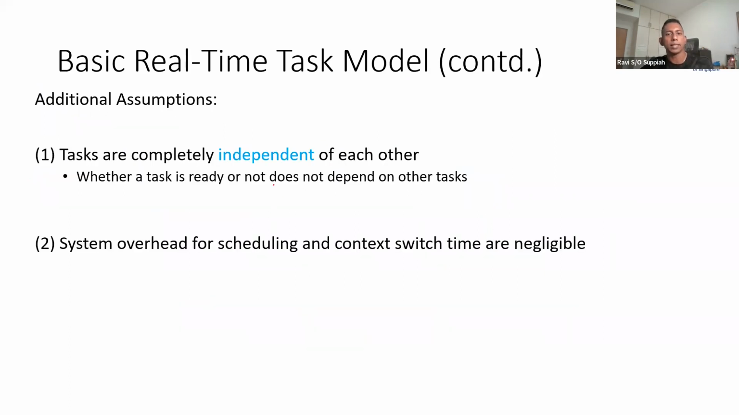Of course, there are some other additional assumptions. Tasks are completely independent of each other, so we do not consider the case where one task depends on another task. And we do not factor in any other additional overhead. Whenever a task switches from A to B and B to A, there is always this pushing of context, pulling of context, this context switch time. We do not factor in all this time. We say these are negligible.